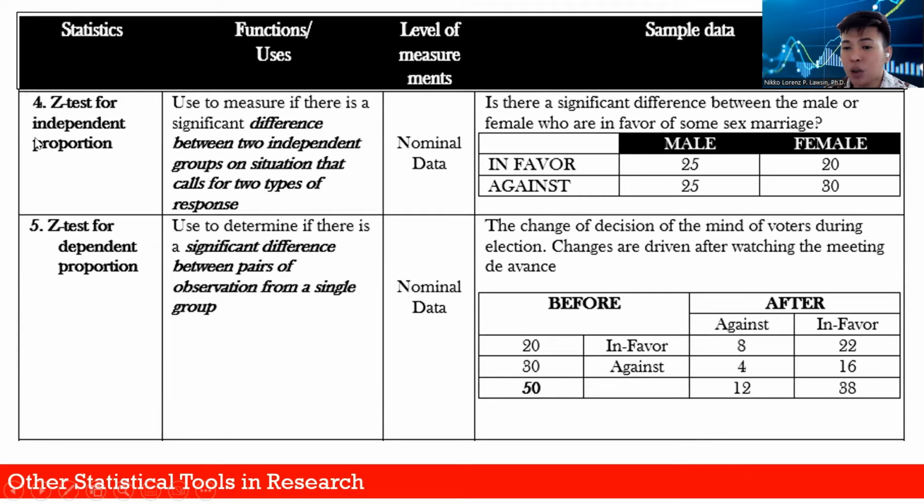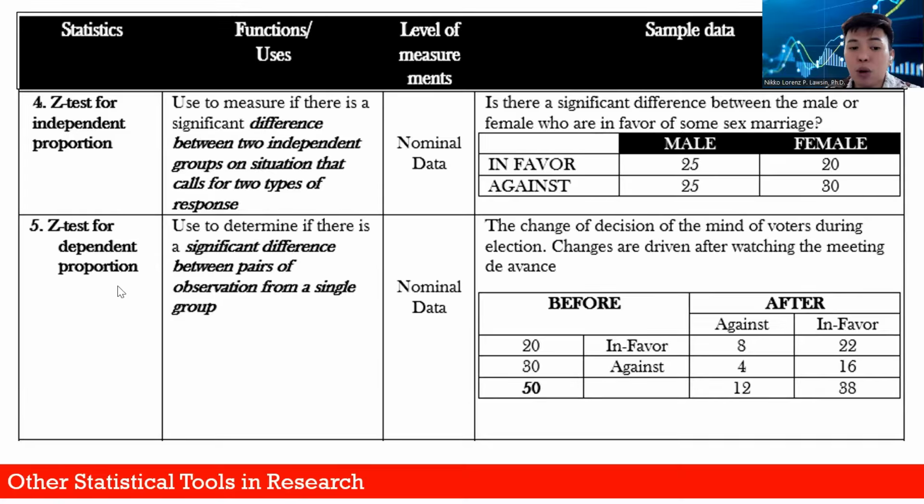Another test of difference that you can use if you have nominal data this time: z-test for independent proportion, while z-test for dependent proportion. You use independent proportion if there are two independent groups. For example, is there a significant difference between the males and females who are in favor of same-sex marriage? How many males are in favor or against, and females in favor and against? So you can use that.